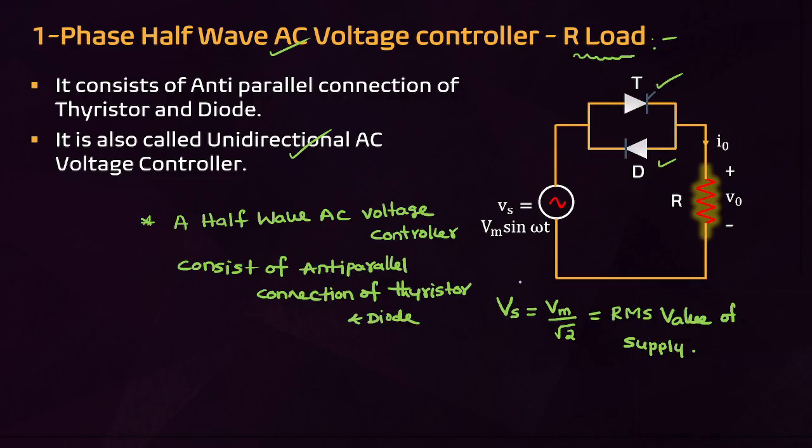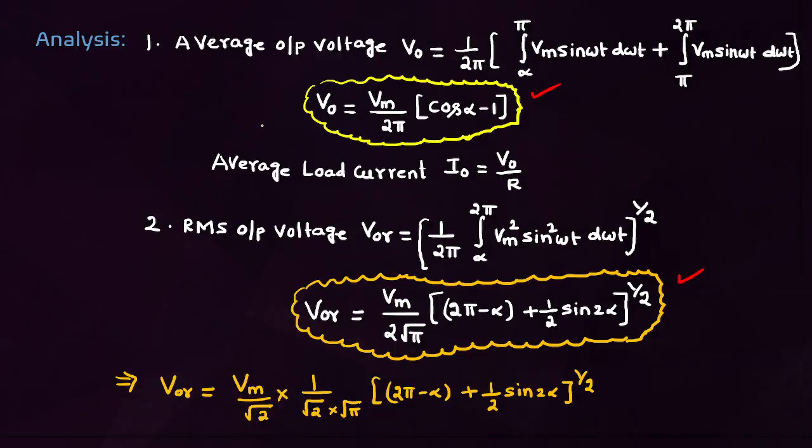Let's assume that the RMS value of supply is Vs. Then in the positive half cycle the thyristor will conduct, in the negative half cycle the diode will conduct. Then analysis is very important. In a single phase half wave AC voltage controller or unidirectional AC voltage controller, the average output voltage is equal to Vm by 2 pi into (cos alpha minus 1).